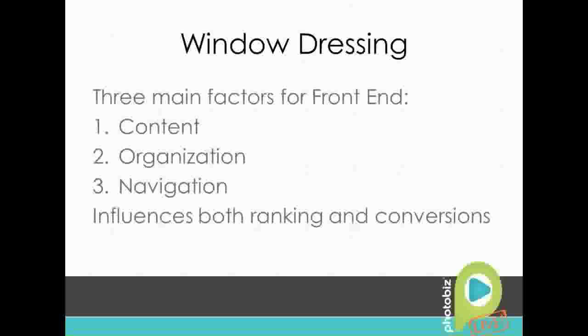So there are three main factors we look at on the front end. The first is the content of your website. The second is the organization of your website. And the third is the navigation of your website. Now, you may have heard navigation referred to as ease of use or usability. They're all referring to the same thing. Now, your on-page factors, your front end, directly affect how well your website ranks, and they can also affect how well your website converts visitors.